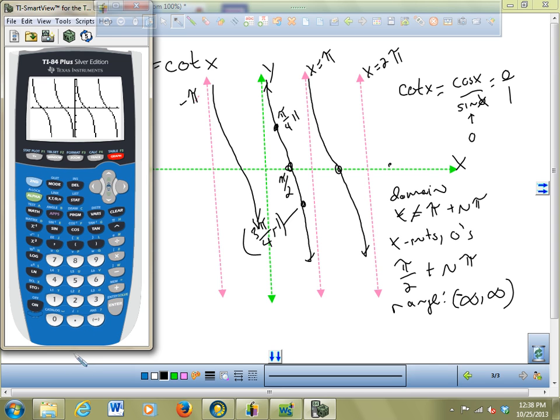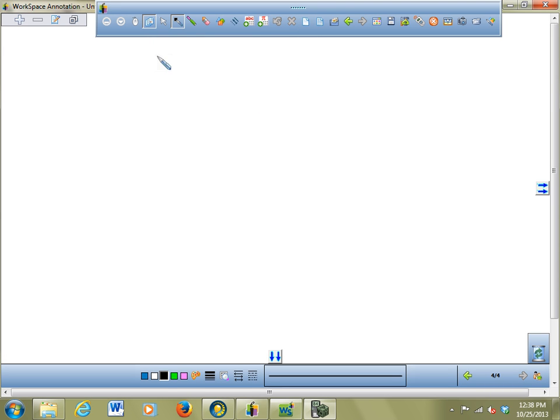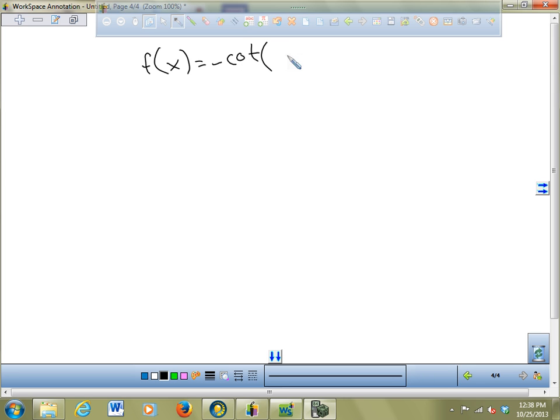Okay, good. All right, so let's shift a couple of these around. So let's get real tricky here. What if I wanted to do a shift of this function? For instance, f of x equals negative cotangent, here we're going to get really tricky, cotangent of 2x plus pi. How would I figure that out?